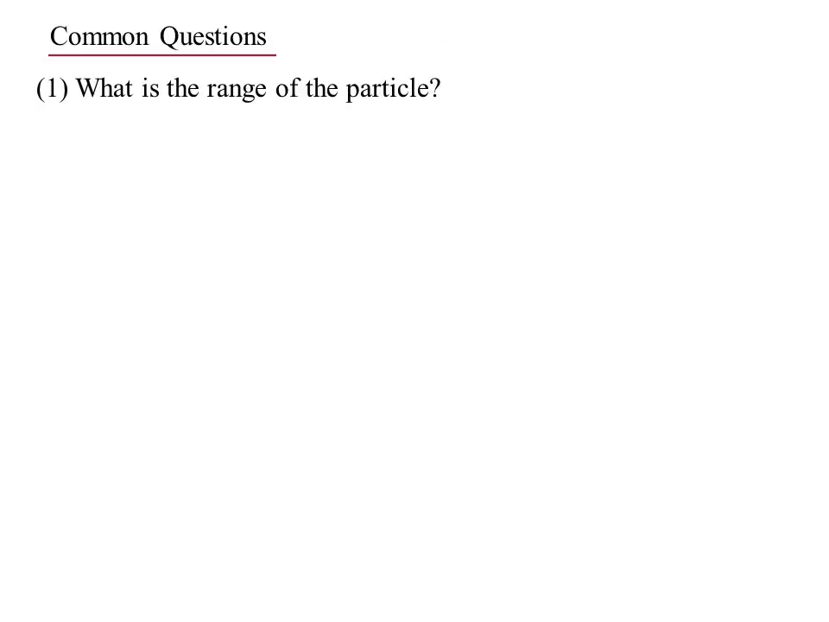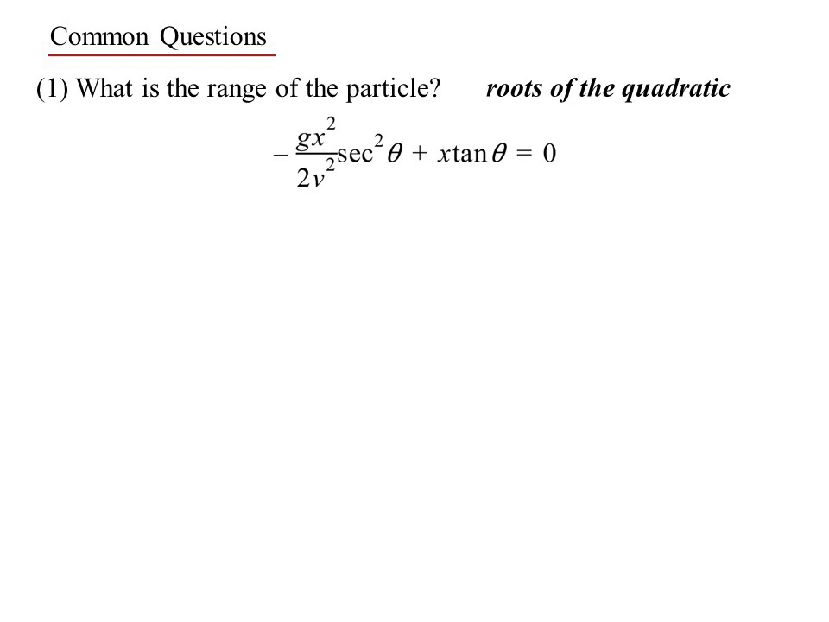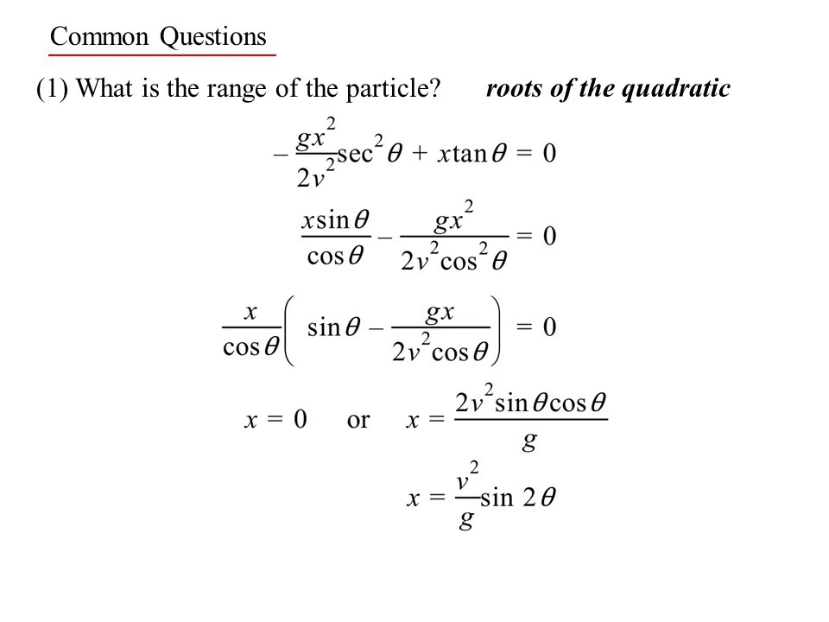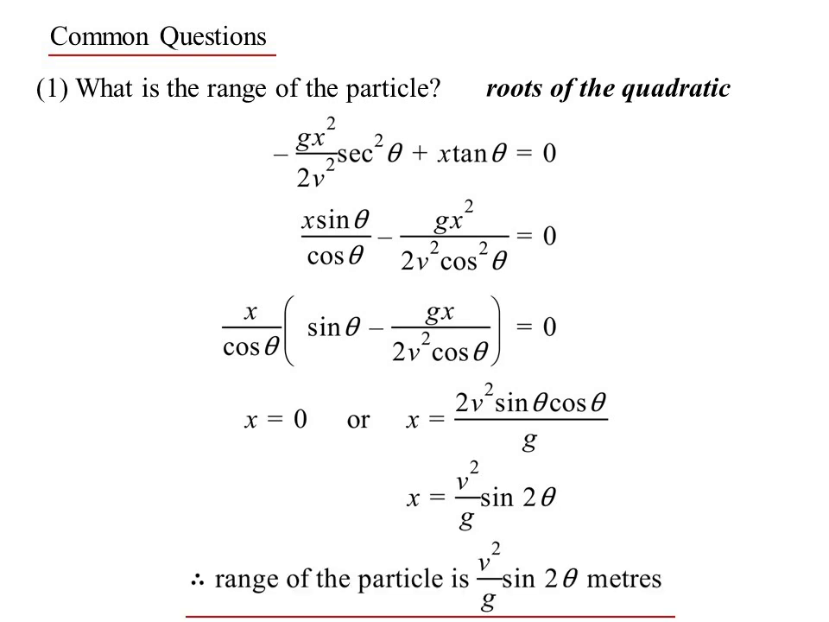So back to our common questions then, how would we approach them now? One of them, remember, was what's the range of the particle? Well, now we're basically saying, what's the roots of the quadratic? Because that would be the x-intercepts, or when it hits the ground. And so we would solve this equation, and I end up getting two possibilities. X equals 0, or x equals 2v squared sine theta cos theta. Well, 2 sine theta cos theta I can change to sine 2 theta. And if we're talking about the range, clearly it's not the x equals 0, that's where we started. So the other one must be the range of the particle.